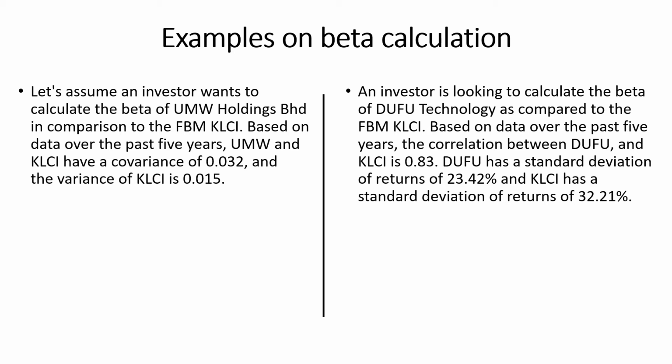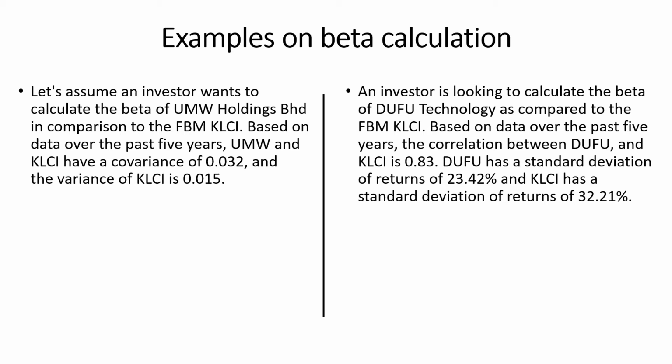Let us now look at these two examples on calculating beta. In the first example, assume an investor wants to calculate the beta of UMW Holdings Berhad in comparison to the FBM KLCI. Based on data over the past 5 years, UMW and KLCI have a covariance of 0.032 and the variance of KLCI is 0.015.